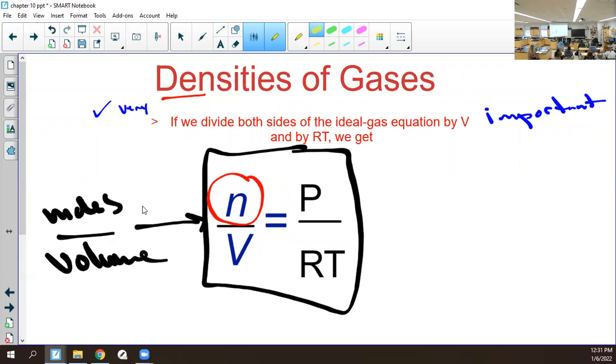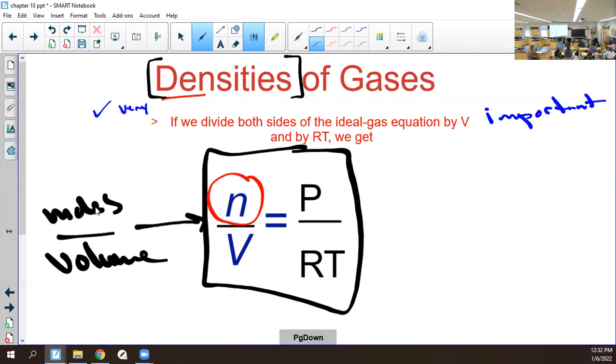All right. So n is moles per volume. See this word right here? This word right here is density, right? Density is grams per milliliter, right? Or mass over volume. So we're close. How do we get moles and mass? Like, how do they relate to each other? The molar mass. Ooh, big brain.